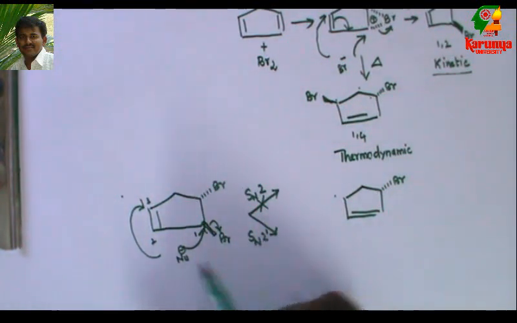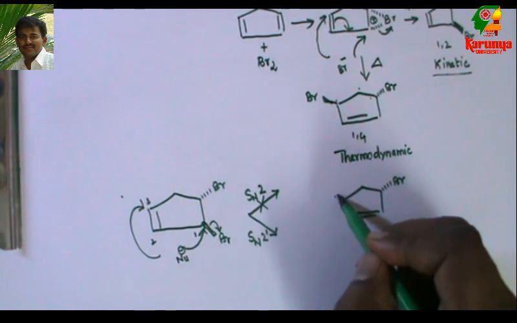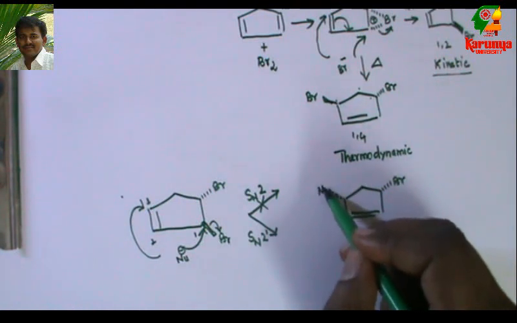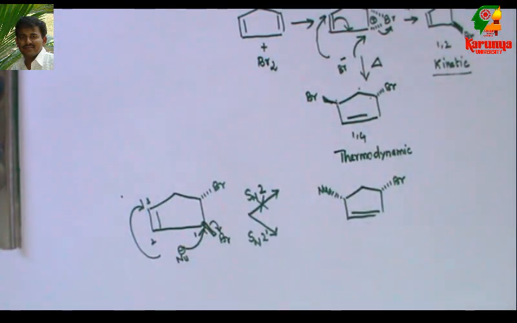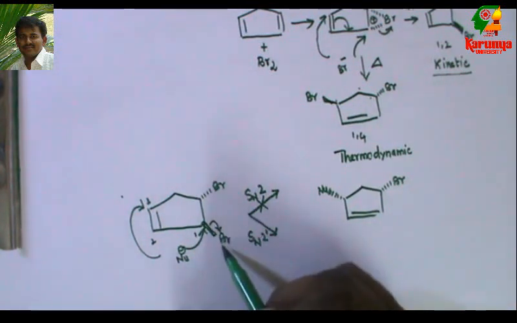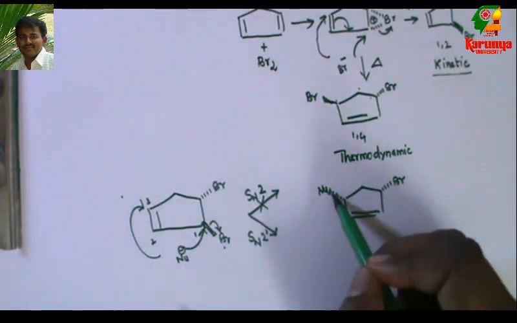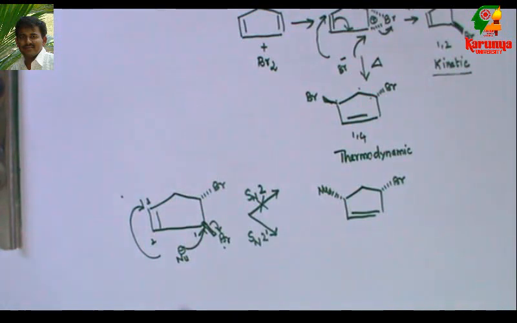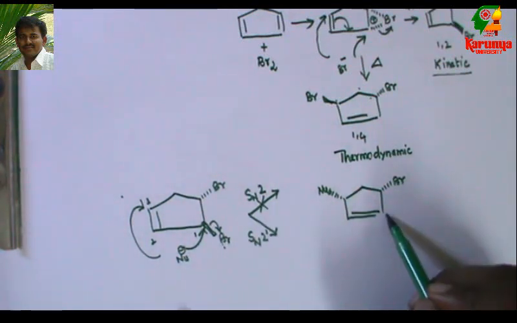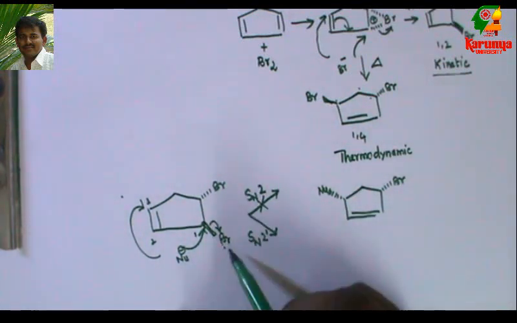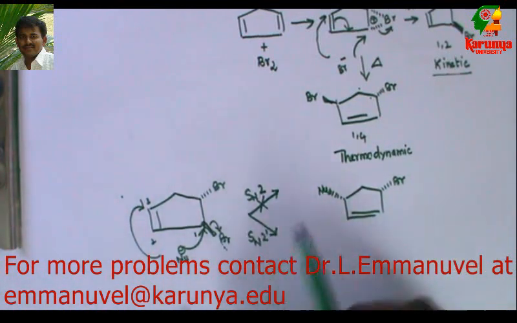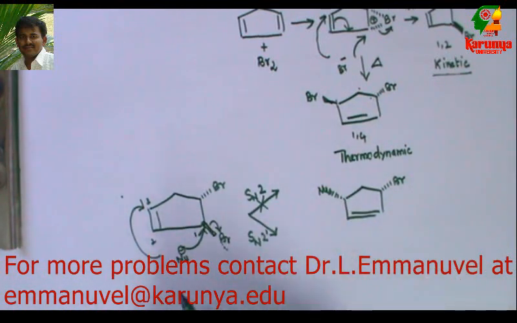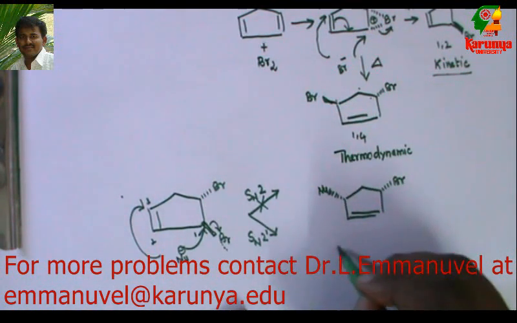The SN2 prime addition is anti-addition. So what we get is like this. You can see here, this Br and the nucleophile, they are trans. Even though this group is not there in the product, you have to compare this Br and this one. So the nucleophile attacks from the opposite direction of the leaving group. So that is what we call anti-addition.